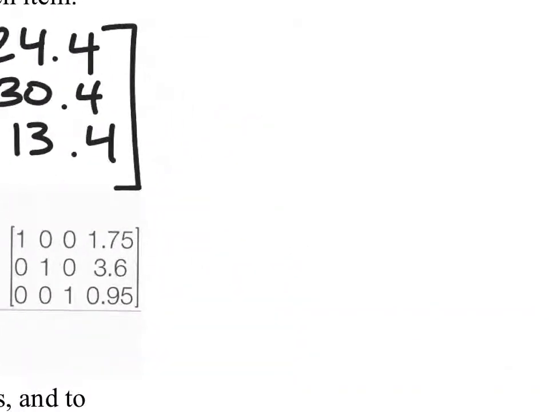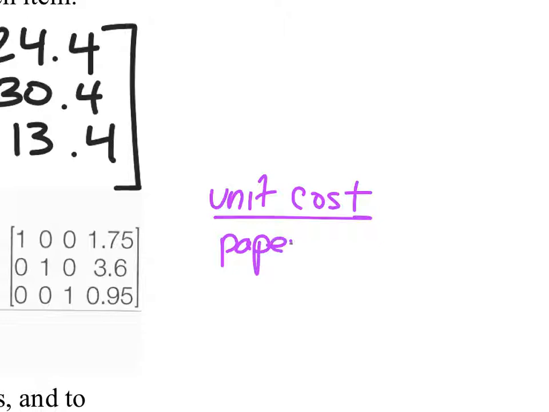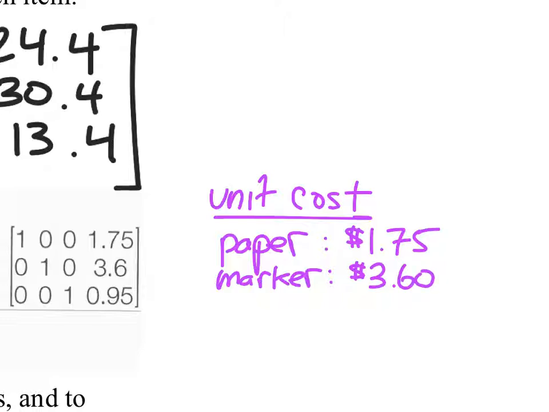but unit cost, unit price if you want. That all just depends on perspective. It's cost to one person's price to another. So paper, $1.75. Marker, an outrageous $3.60 for a single marker. You're out of your mind. Glue stick. All right, 95 cents, I can live with that.